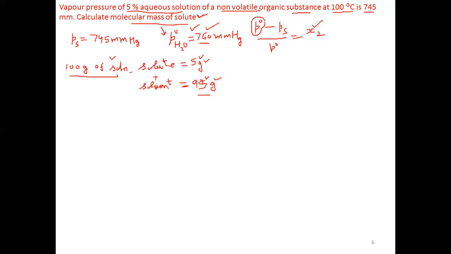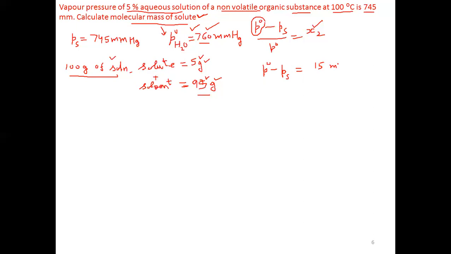Now we have P naught, we have Ps, so we can calculate P naught minus Ps. So P naught minus Ps is equal to 760 minus 745. So it comes out to be 15.